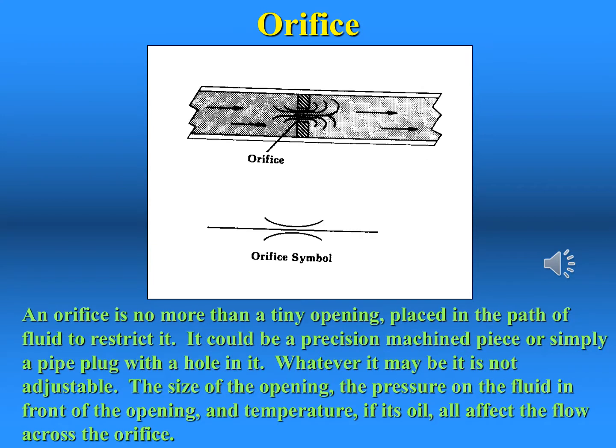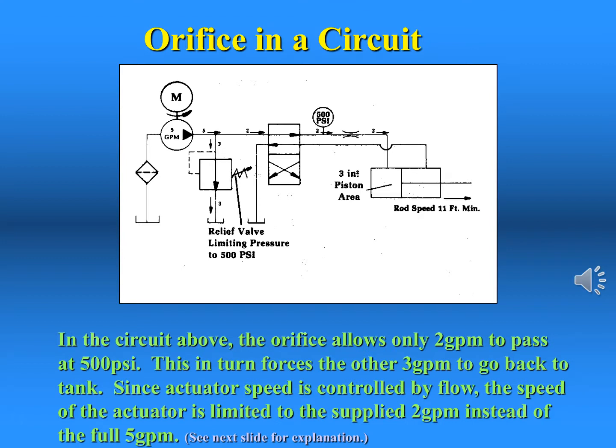As mentioned earlier, the symbol for a fixed restrictor or orifice communicates a flow control that cannot be adjusted. There are a variety of ways this may be accomplished. Even something as simple as a pipe plug with a hole drilled into it could be a fixed flow control. The non-pressure differential mistake of a previous slide remains. The purpose of this slide is to demonstrate that the speed of an actuator may be calculated.